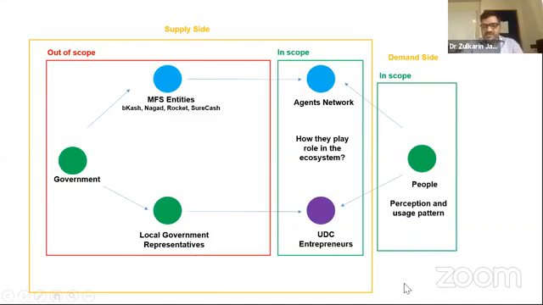So that is what we can consider as in scope of the research. And what we are not looking at is the interaction that happens with government, local government, and MFS entities. So that is out of scope of the research. So we are going to be looking at these interactions.